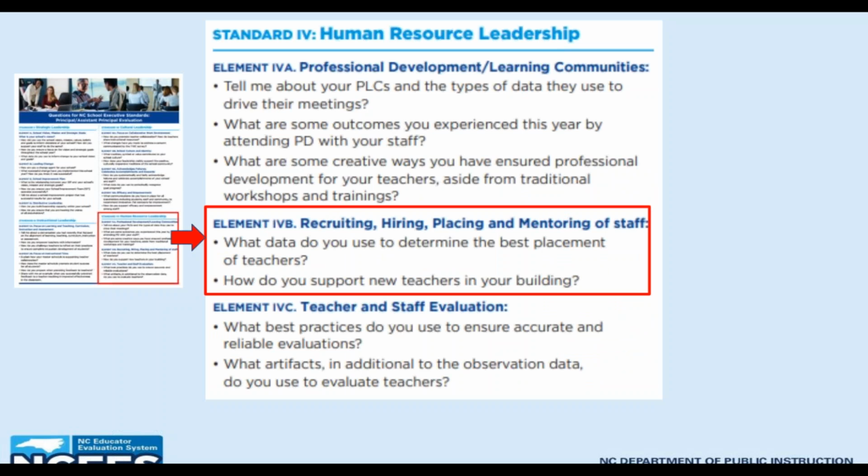So now digging deeper. Our questions for 4B ask, what data do you use to determine the best placement of teachers? And how do you support new teachers in your building? Most new teachers are millennials, and we know that they are more mobile and willing to leave their positions more than ever before.